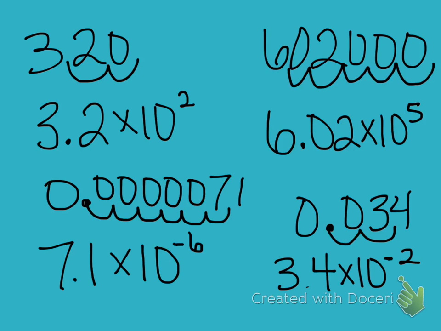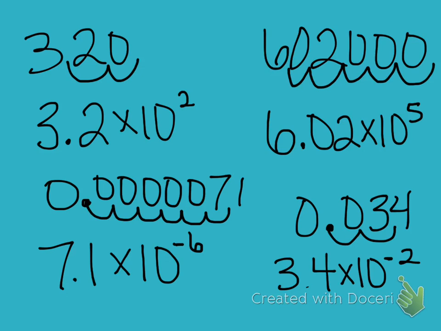Now, looking at another example, 0.034. We again identify where the decimal is and where we want it to go. If we want it to go between the 3 and the 4 to make the number between 1 and 10, we would move the decimal 2 places. So we end up with 3.4 times 10 to the negative 2 power. Again, it's negative because we're moving to the right and the number is less than 1 to start out with.